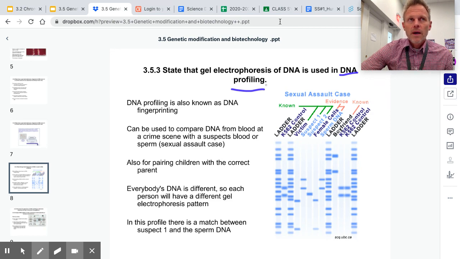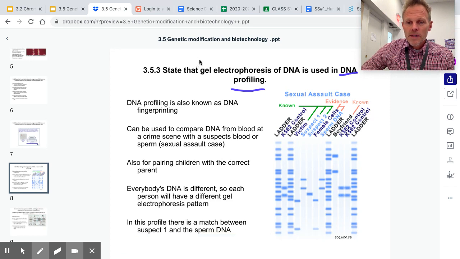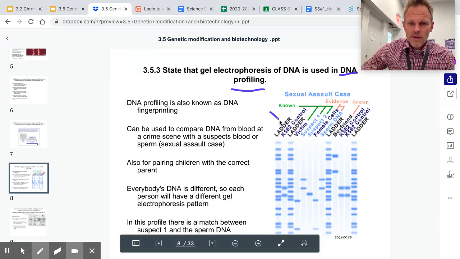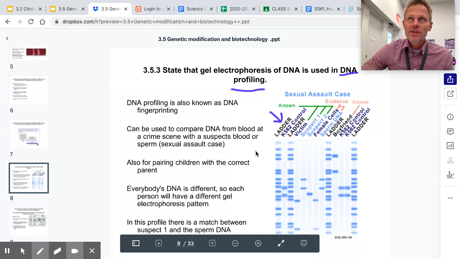So this is actually a better image than the one that I drew. So this is a sexual assault case. If we look at this, there's a couple pieces I want to talk about. One thing here is something called the ladder, and the ladder is like a reference. It gives you an idea how long the pieces of DNA are.